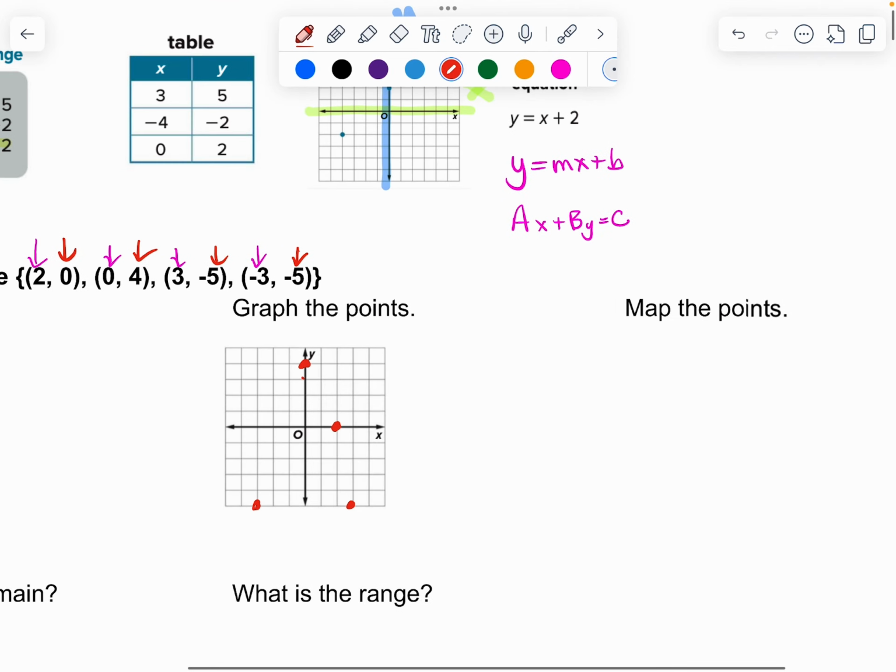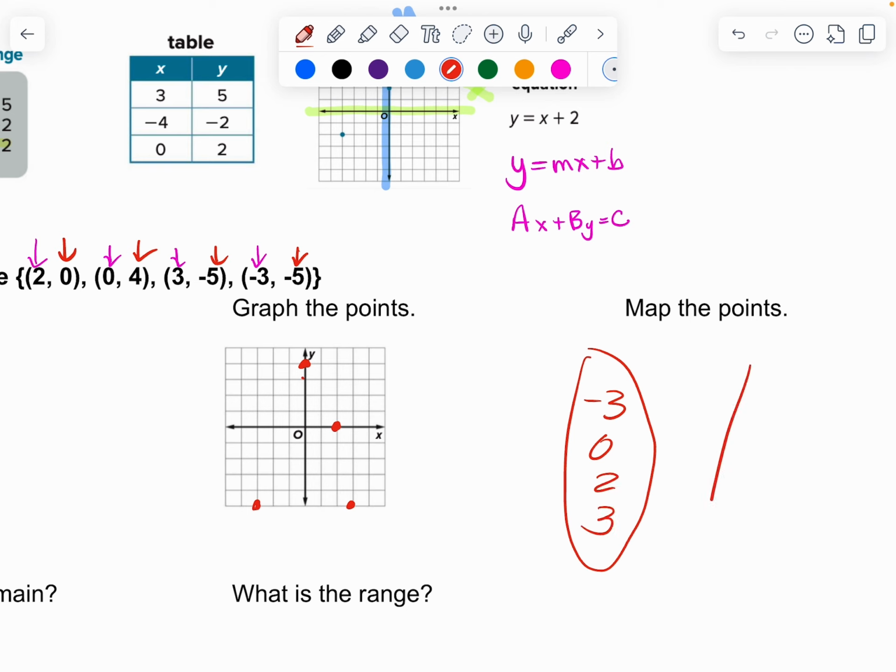And then if I was doing my mapping, I actually like to go in numerical order. So negative 3, 0, 2, 3. And I have negative 5, 0 and 4. So negative 3 was going to negative 5, 0 was going to 4, 2 was going to 0, and 3 was going to negative 5. And there we go, I mapped it.